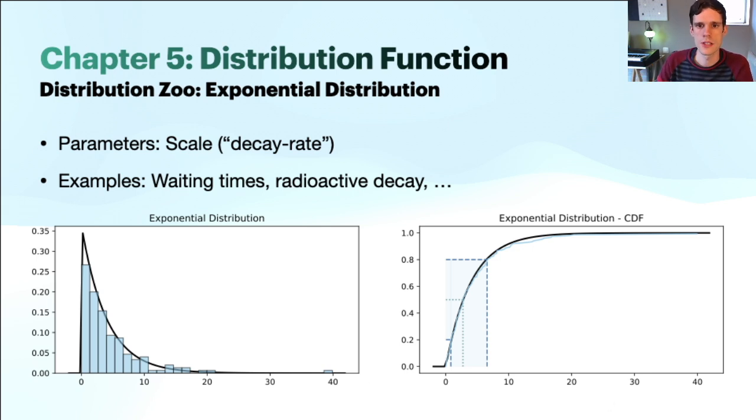Now, if we look at the cumulative distribution function, then we see that the slope is enormously large at the start, and then it tapers off exponentially. Now, this of course reflects the fact that most of the data falls with lower waiting times, and thus in the front of this distribution.